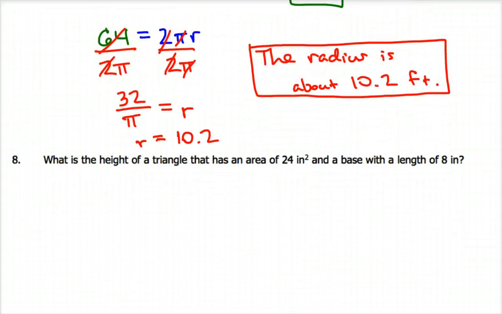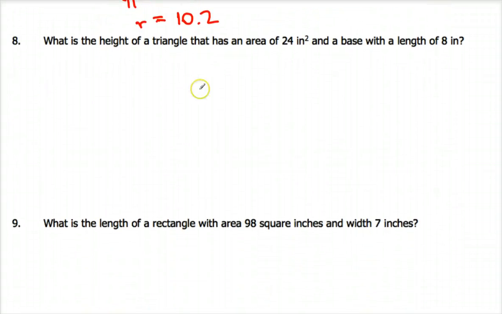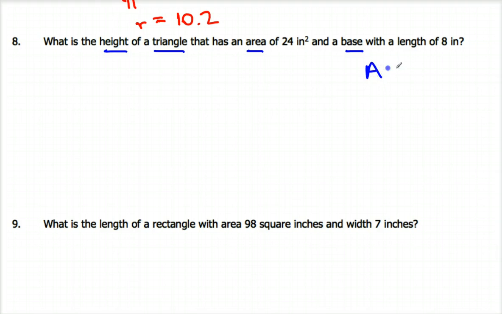Okay, let's look at number 8 now. It's asking what is the height of a triangle that has an area of 24 square inches with a base length of 8 inches. For this one, we need to know the formula that involves triangles, their height, area, and base. And so that formula is going to be A, area, equals 1/2 times base times height.